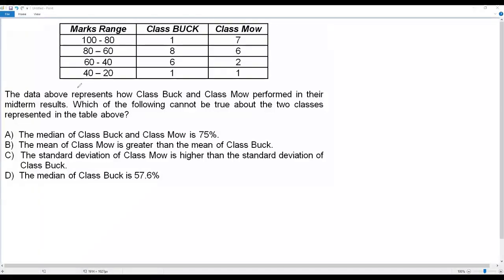Here we have a SAT math question. Okay, let's go with the information. So here we have a table. In the first column we have marks range. In the second column we have frequencies for Class Buck. In the third column we have frequencies for Class Mow.